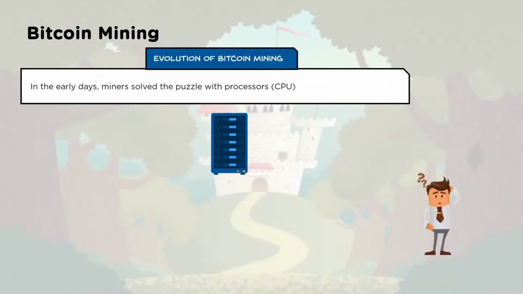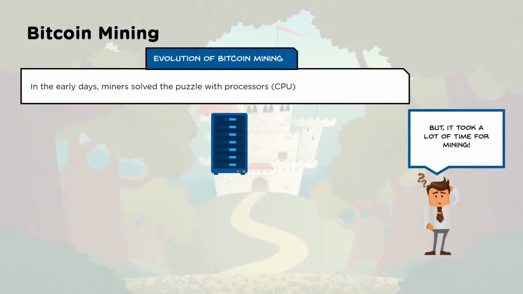Now let's see what the underlying hardware requirements for Bitcoin mining are and how the hardware has evolved. In the early days, miners used to solve the puzzles using regular processors, the central processing units, CPUs. Though the difficulty levels were low, it still used to take a lot of time for mining. Now, as I said, the difficulty level keeps changing and growing.